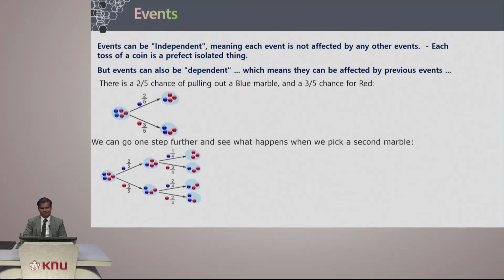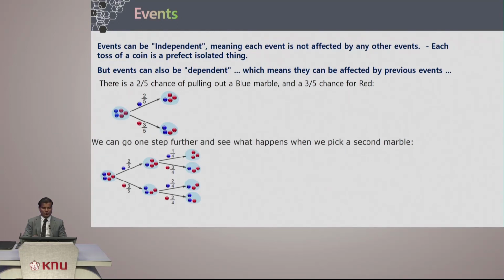Event. An event is something that happens, right? Yes, that's true in statistics as well. An event can be an independent event or a dependent event. In the previous lectures we already discussed what an independent event is and what a dependent event is.